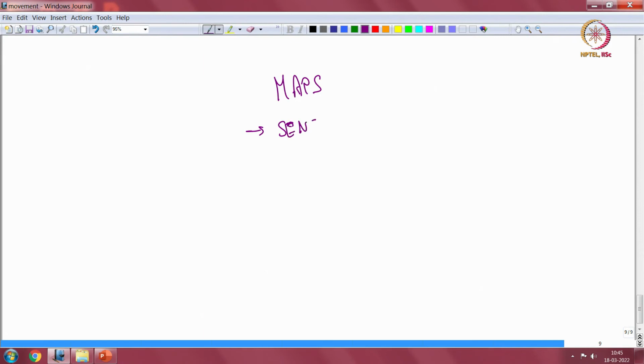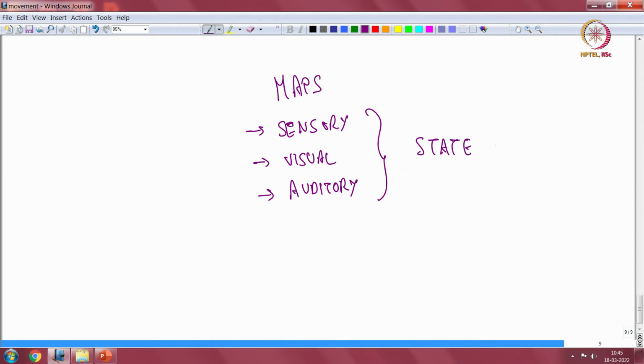So, you have a sensory map, you have a visual map, and then you have an auditory map. These result in something you can call a state map for the organism, or for the human being. So, these state maps are updated by individual sensations.